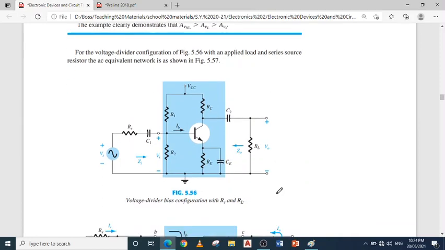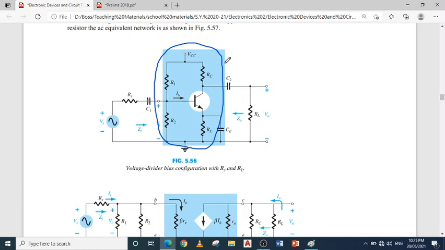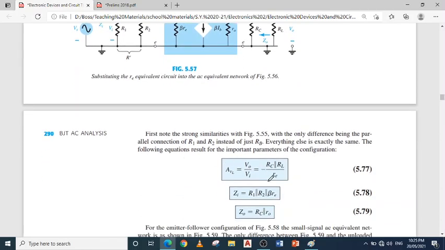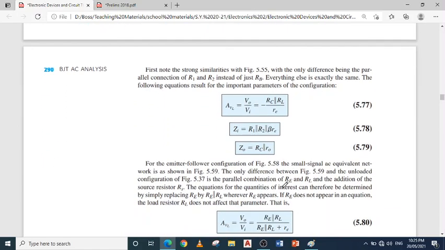So, for the voltage divider configuration, the important thing is why I ask you to write the circuits, so you know how to draw the AC equivalent. And then, just add the RL. What doesn't change is that RL is always in parallel with our ZO, and RS is always in series with our ZI. You already know the formulas involved. Just add RS and RL. Look here, our AVL is still the same, right? RC is still in parallel with RL.